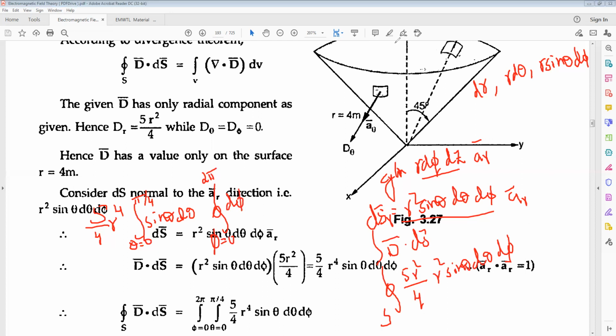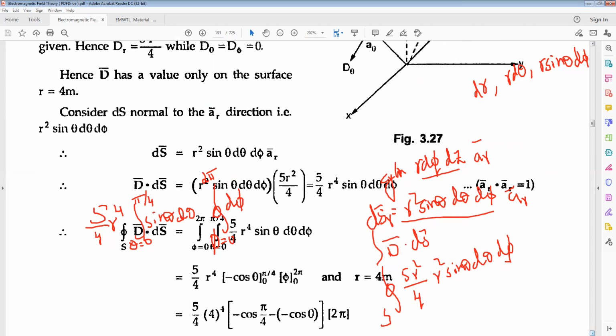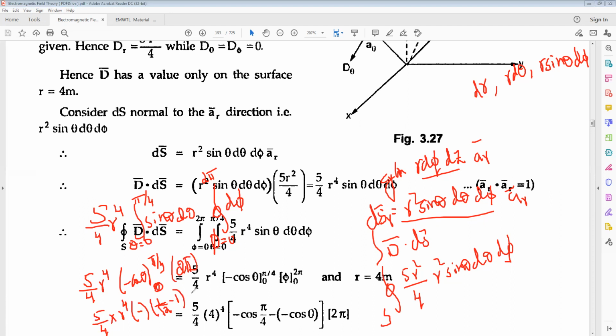Now the integral of sine theta is minus cos theta. Substitute here the 5 by 4 r power 4, minus cos theta from pi by 4 to 0, and the integral of d phi is 2 pi only. Cos pi by 4 is 1 by root 2. So 5 by 4 into r power 4, and here we'll get the minus, put the minus outside. The cos pi by 4 is 1 by root 2, minus cos 0, which is 1, and into 2 pi.